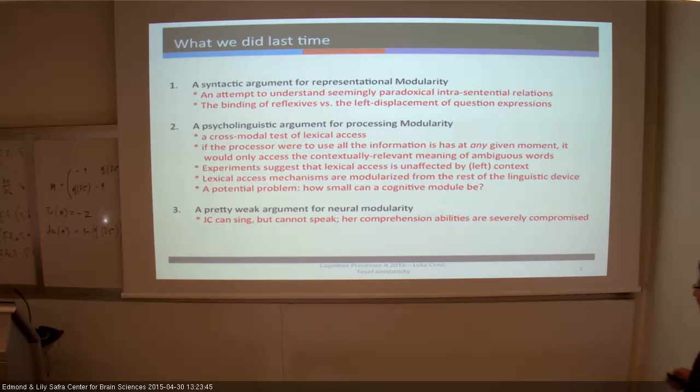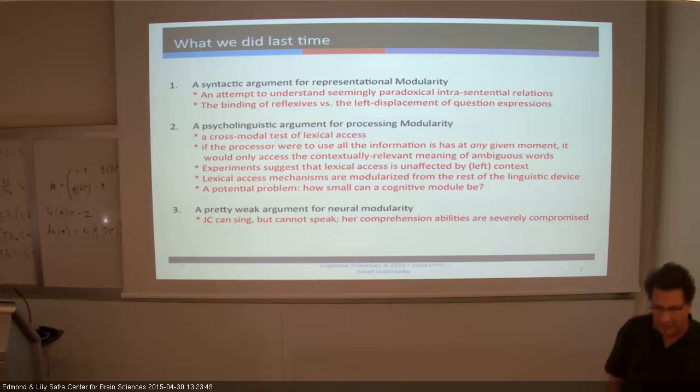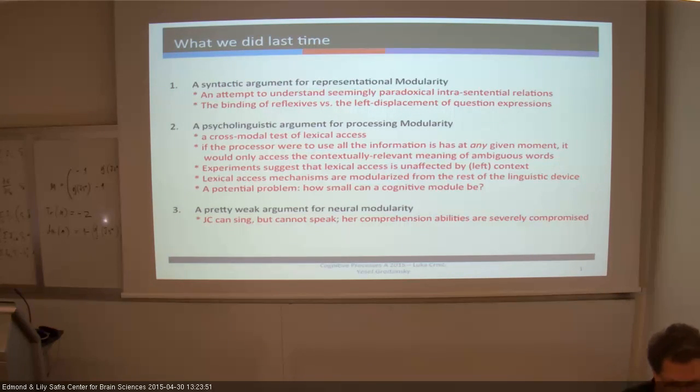And finally, what we saw was what I thought was a pretty weak argument for neuromodularity. It was more of an anecdote than anything else, and it's important to note why this is an anecdote. So what we saw is a woman who can sing. She's an opera singer. She had a stroke. We saw that she can sing. We saw that her comprehension abilities are terrible in syntax. I told you that her speaking abilities were terrible. And we also saw something about her math abilities.